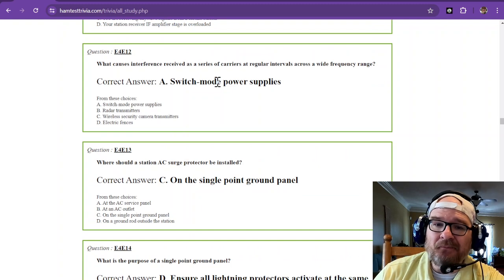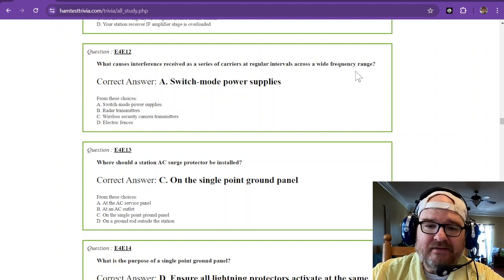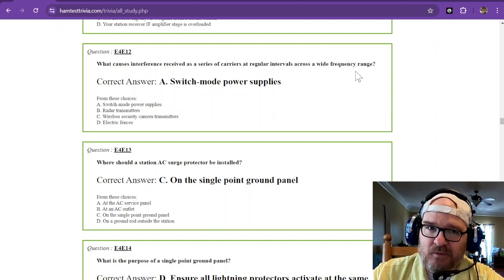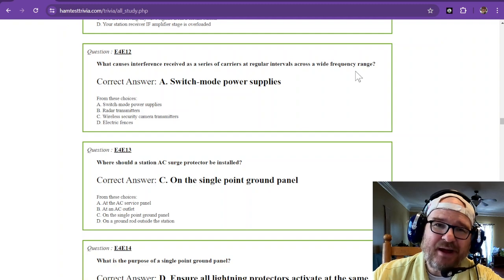Okay, here we go. What causes interference received as a series of carriers at regular intervals across a wide frequency range? These are switch mode power supplies. Guess what we have a lot of around here? Those little blocks for your phones. Those are all tiny and usually very inexpensive switch mode power supplies. Guess what charges my 100 amp hour LiFePO4 battery? A 10 amp switch mode power supply.